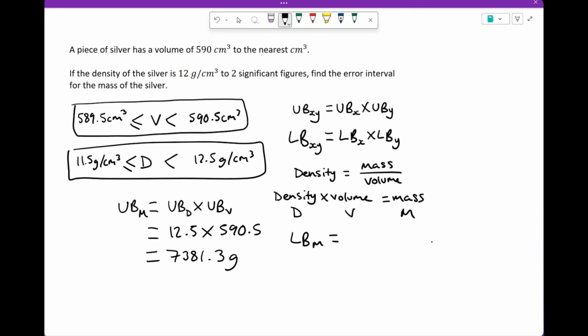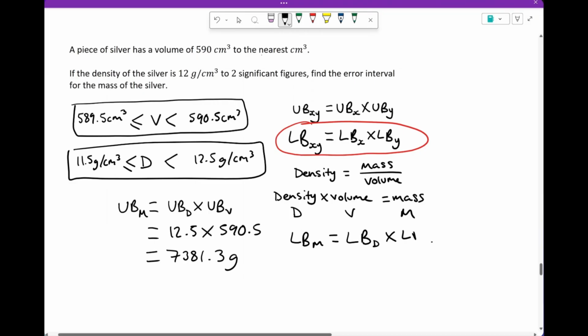So to do that, we're going to have to make use of this bottom rule here, which says the lower bound is equal to the lower bound multiplied by the lower bounds. So we need the lower bound for the density multiplied by the lower bound for the volume. So let's consider exactly which values I'm going to use. For my density, my lower bound was 11.5. And then for my volume, my lower bound was the 589.5.